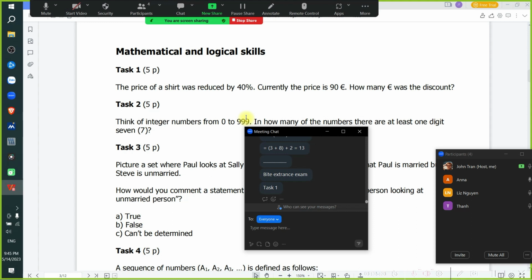36 euro. Okay. The shirt price was reduced by 40%, so now it's only 60% of the original price, right? So 90 here is 0.6 of the original price.